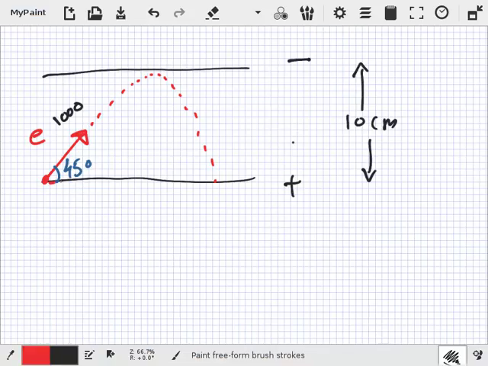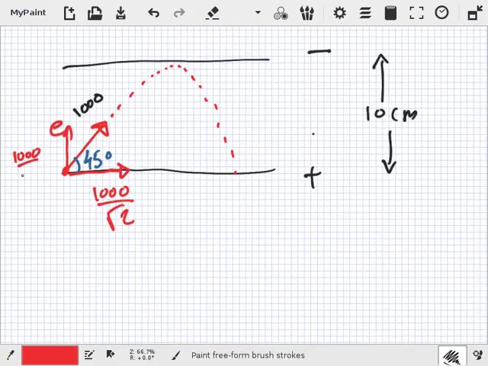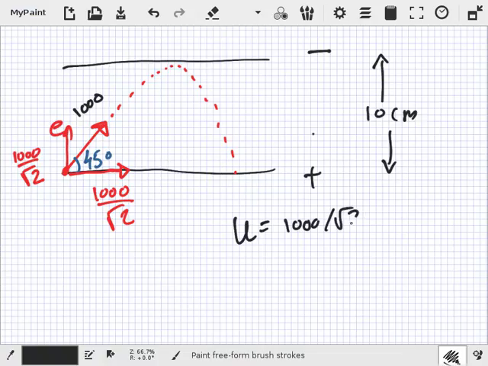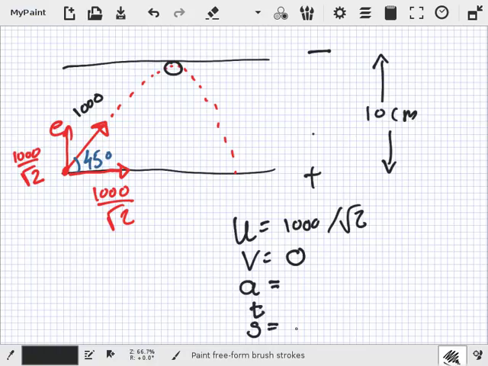Let's have a look. So this one here is 1,000 cos 45. And this one here is 1,000 sine 45. Let's look at the vertical. U is 1000 over root 2. V, what's V? No, if we're looking here, 0. A, we don't know. T, we don't know. S, we do know. 0.1.